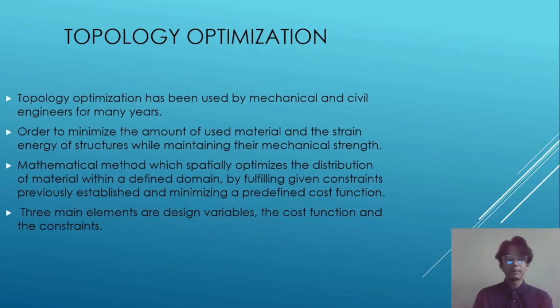Topology optimization is a mathematical method which optimizes the distribution of material within a defined domain by fulfilling given, previously established constraints and minimizing a predefined cost function. There are three elements in topology optimization: the design variable, the cost function, and the constraint.